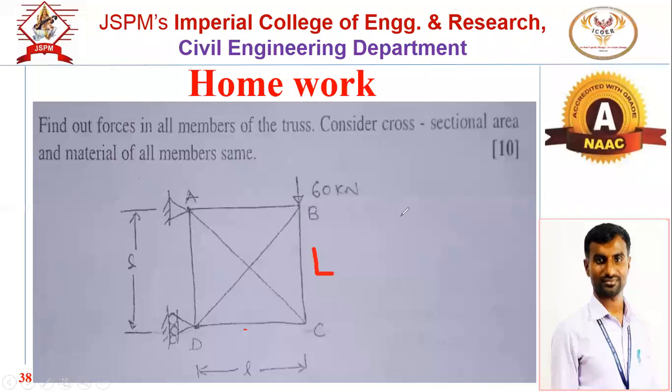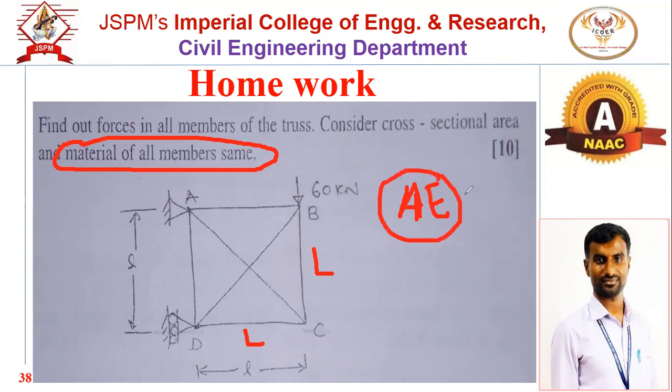Now, area is also same. Material of all members same means what? Which property is same here? Materials of all members same means which property is given? Modulus of elasticity. Material means modulus of elasticity, that is the material property. Okay, means AE is constant is given.